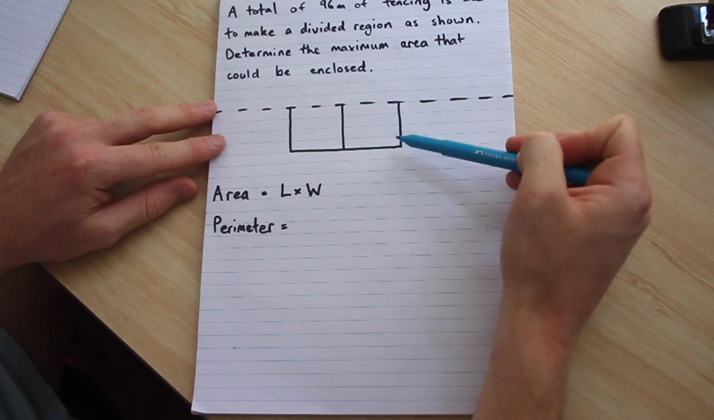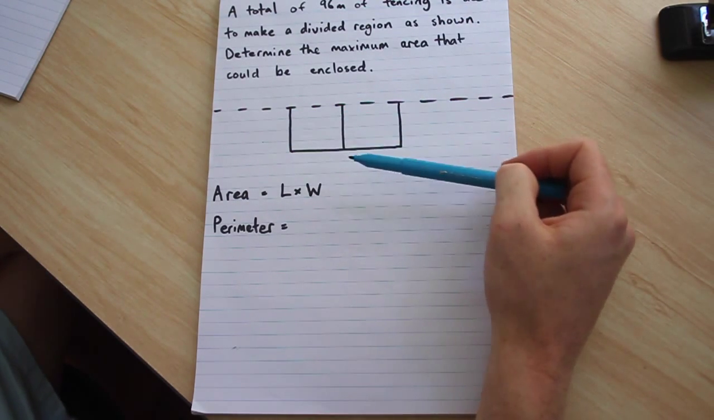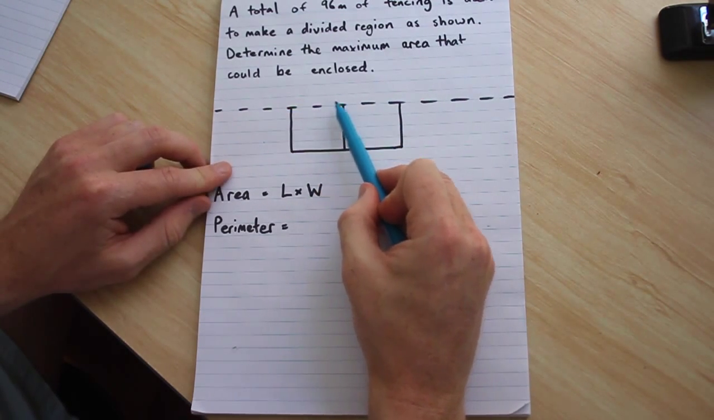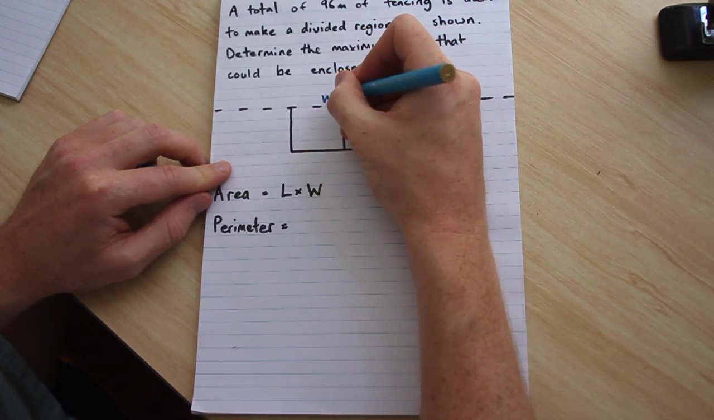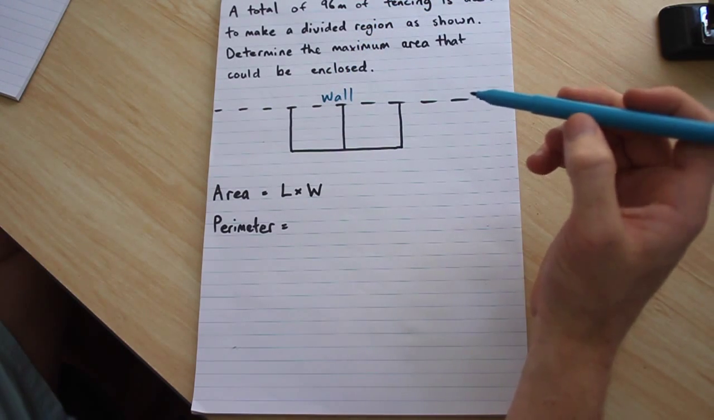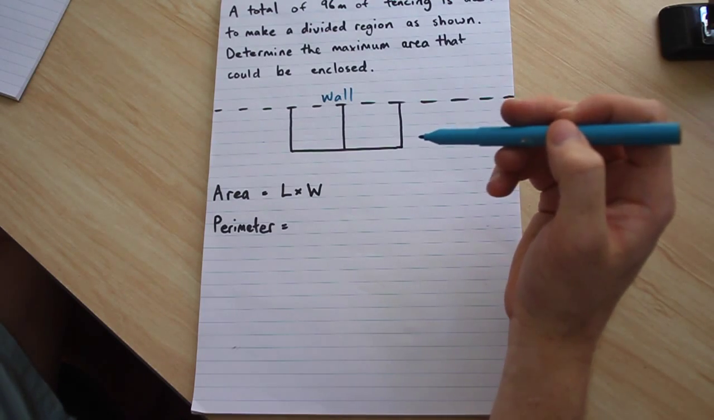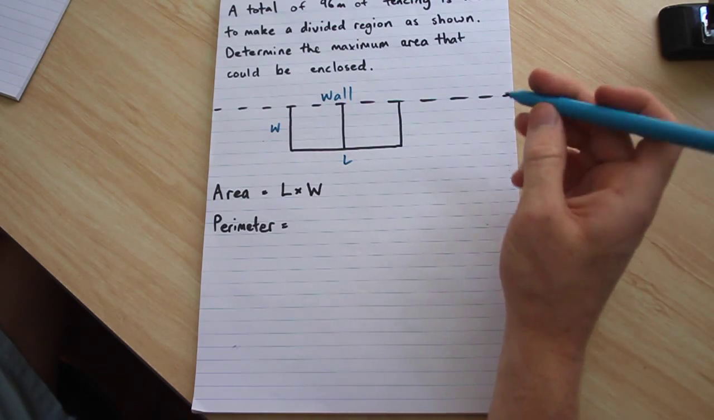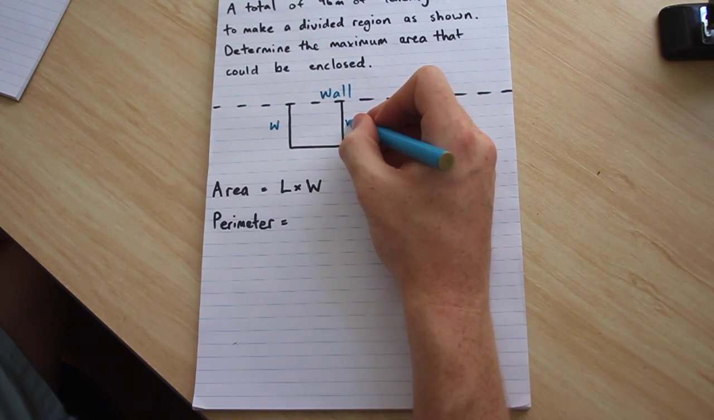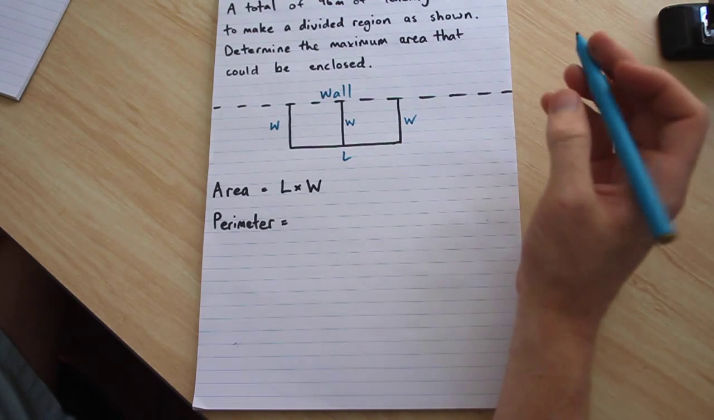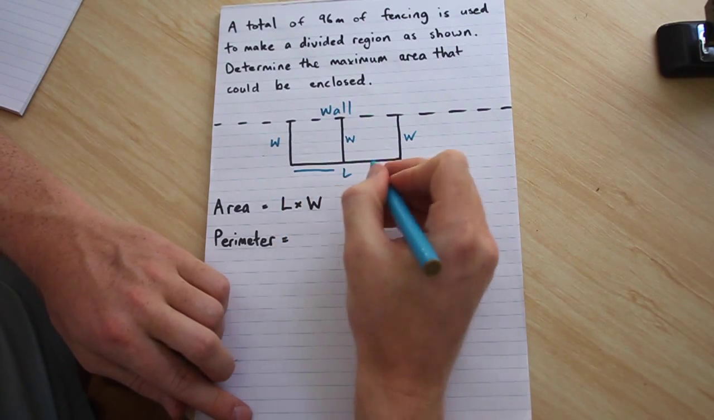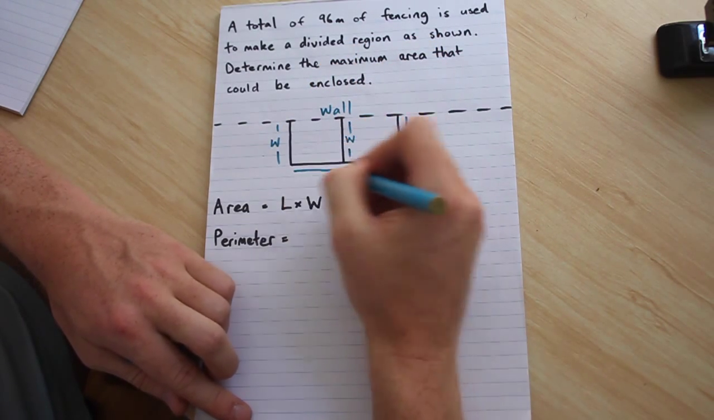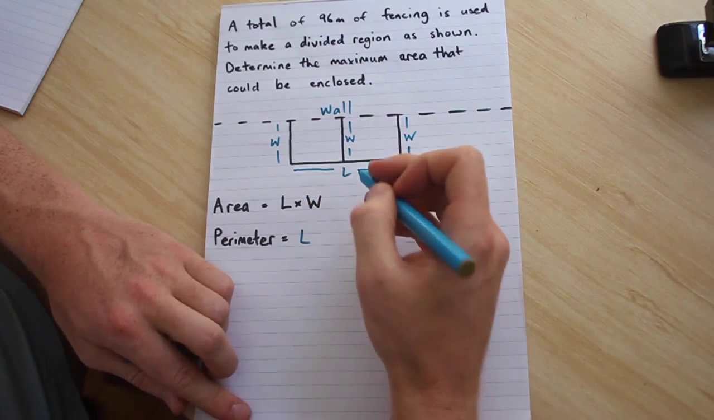This here is the fencing. We've got a section closed off with a divider down the middle. This is the wall, and the area equals the length times the width. So we've got width here and length here. As you can see, these two parts are also width. For the perimeter, we have L here plus 3W.